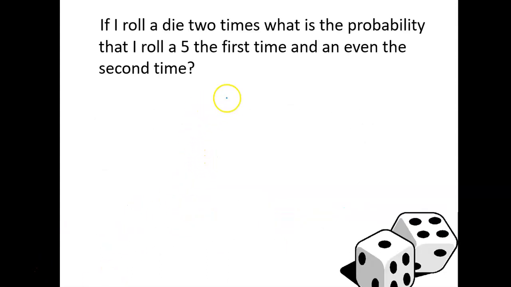If I roll a die 2 times, what is the probability that I roll a 5 the first time and an even the second time? So again, independent events, because if I roll the first die, that's not going to affect the probability of rolling the second die. So on the first roll, if I were to roll a 5, there would be a 1 in 6 chance I could get a 5. On the second roll, if it's even, there would be a 3 out of 6 chance of it being even. So the probability would be 1 times 3 over 6 times 6. So 3 out of 36.